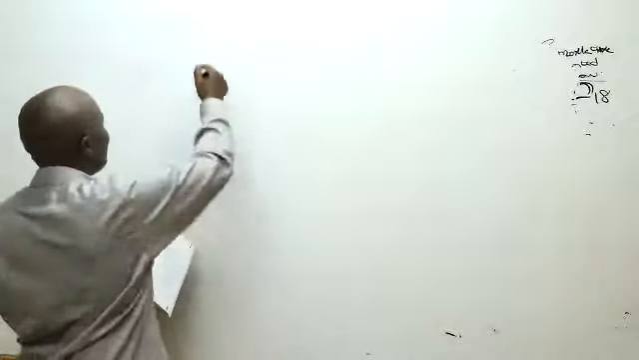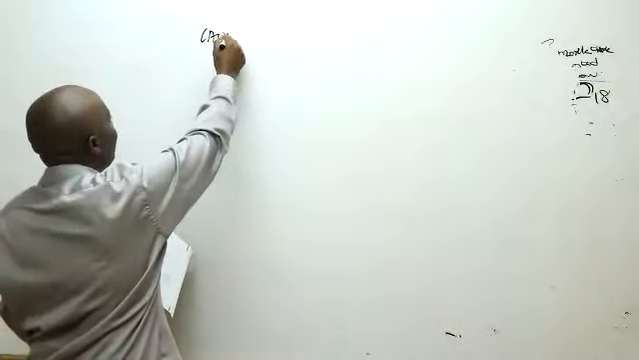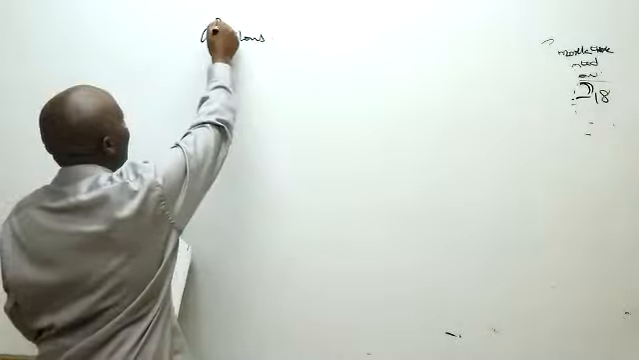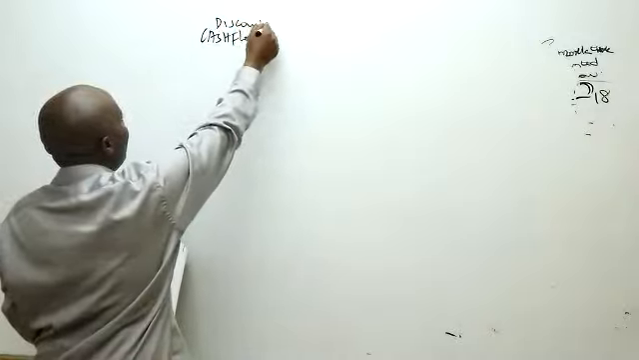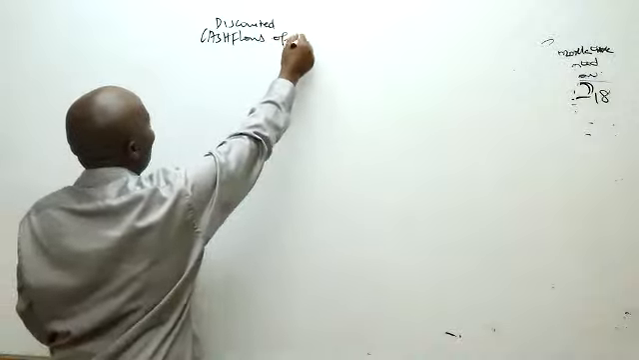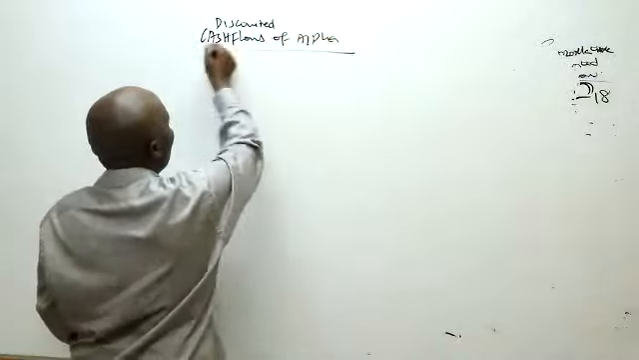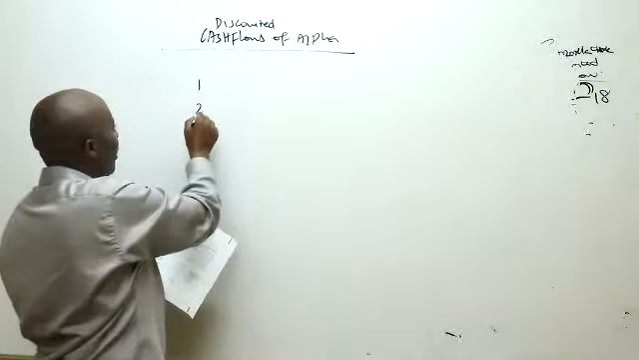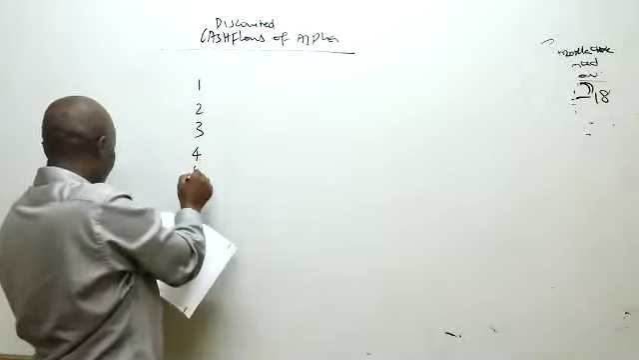So we have here the discounted cash flows of project Alpha. We have our years: 1, 2, 3, 4, 5, 6.